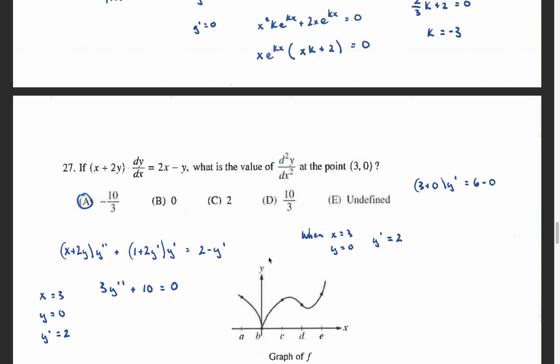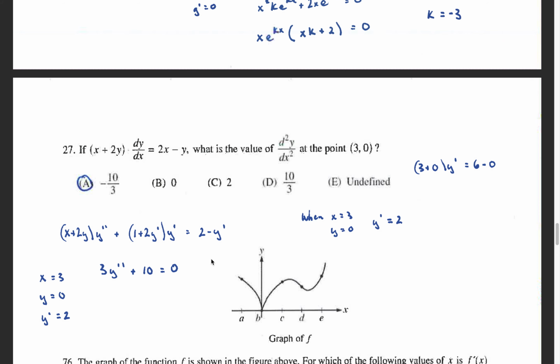We're going to find the second derivative, so this is like implicit differentiation here. We're going to take the product rule over here, and then just normal here. So this side is the product rule, and then the derivative of 2x is 2, and the derivative of negative y is negative y prime.